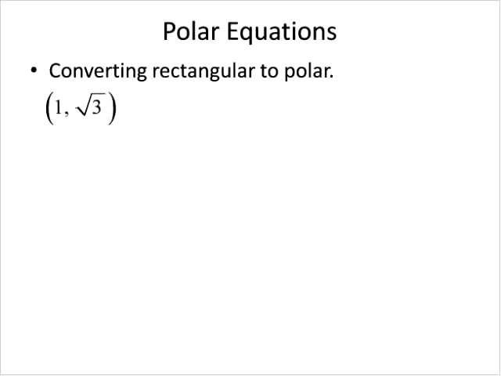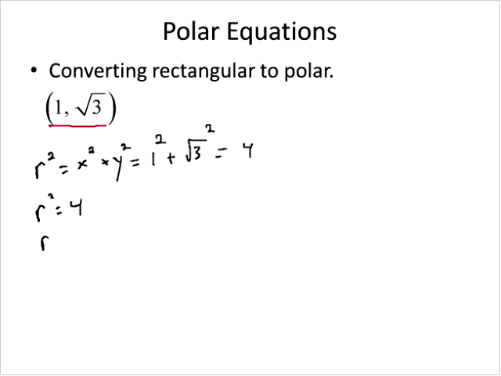This time I'd like to convert rectangular coordinates, and this is 1, square root of 3. I'd like to convert that into polar coordinates. Well, the first thing I need to know, well, I need to know two things. I need to know r and theta. But I have to know that r squared is equal to x squared plus y squared. Well, okay, that's going to be 1 squared plus the square root of 3 squared. So that's going to be 4. So if r squared is equal to 4, let's take the square root of both sides and get r is equal to 2.